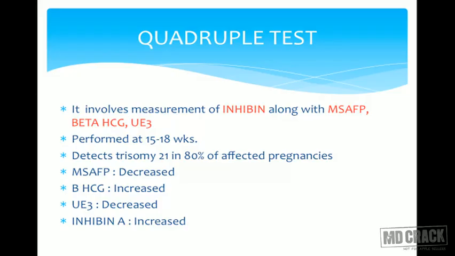The quadruple test involves measurement of inhibin along with these three markers, again performed at 15 to 18 weeks. It detects trisomy 21 in 80% of affected pregnancies. The triple test has a sensitivity of around 60 to 65%. In trisomy 21, MSAFP is decreased, beta HCG increased, urine estriol decreased and inhibin A increased.